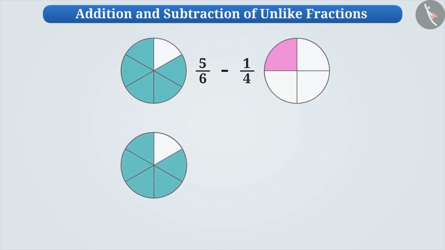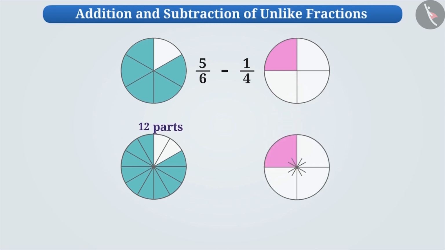If we divide each of these 6 parts into 2 parts, then we get 12 equal parts. Similarly, if we divide each of these 4 parts into 3 parts, then too we get 12 equal parts. Now that the total number of parts is equal, we can subtract them.